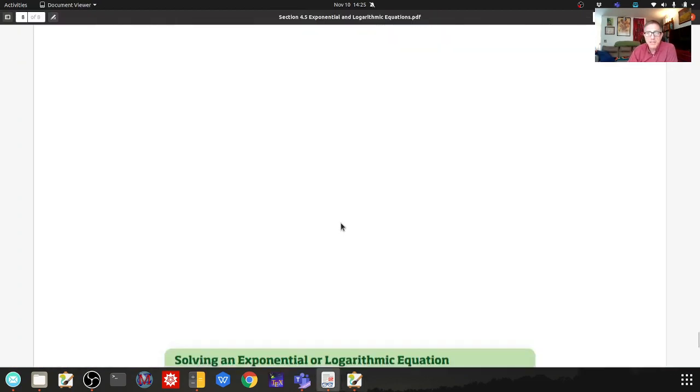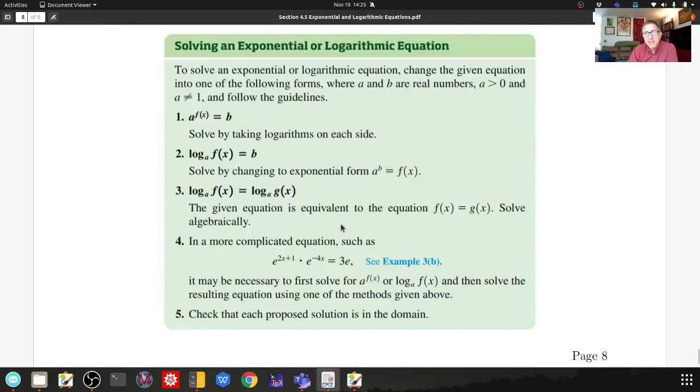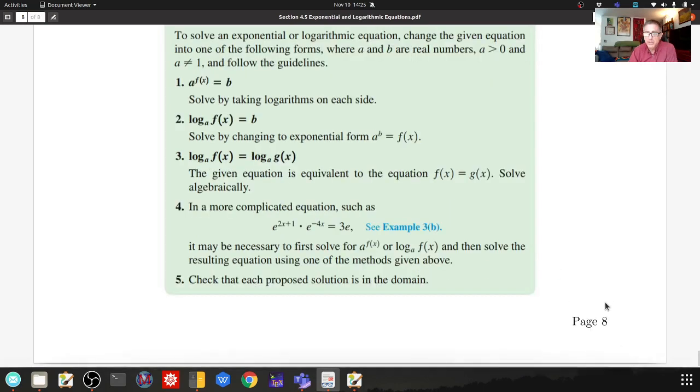And as you'll see at the very, very bottom here, I just copied and pasted from our textbook different techniques to solve for x when you have a logarithmic equation. And that's it for 4.5.